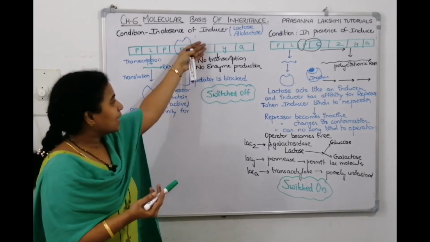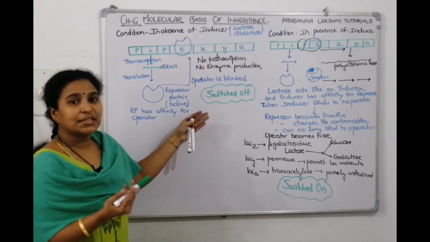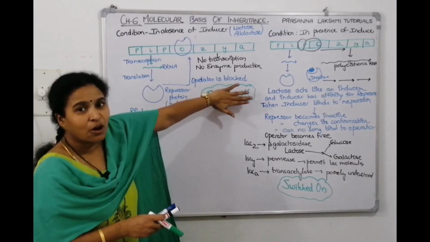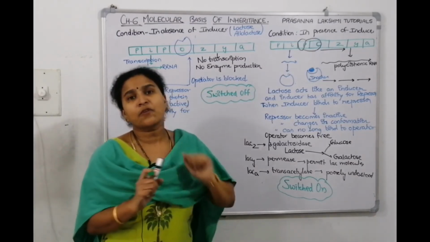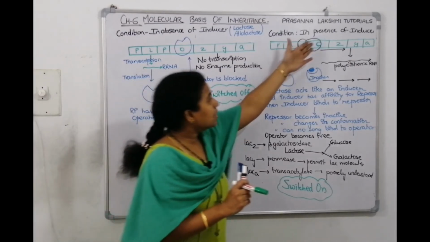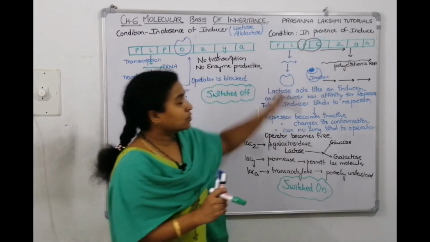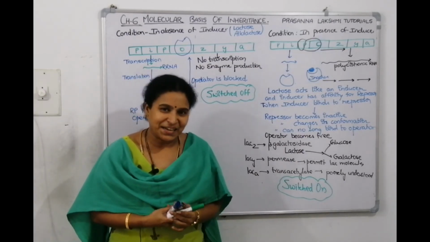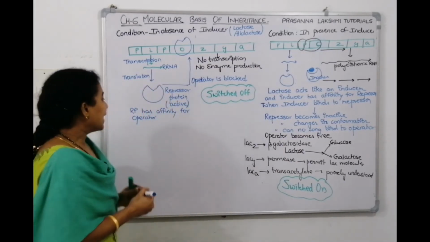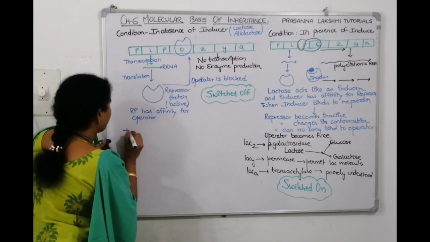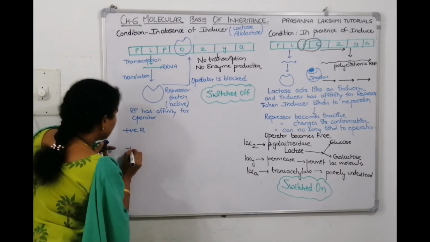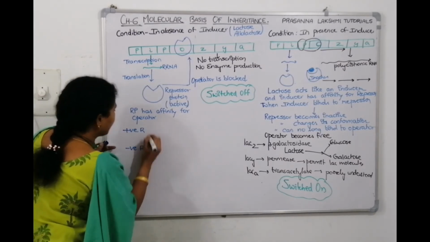Here, unnecessarily, why should you waste energy when the enzymes are not required? It's switched off. When there is no one in the room, we switch off all the lights and fans. When there is an inducer, you need the enzymes to break it. Then the operon is switched on. So see how nicely the gene is regulated. So Lac Operon can be taken as an example for positive regulation also, and as an example of negative regulation also.